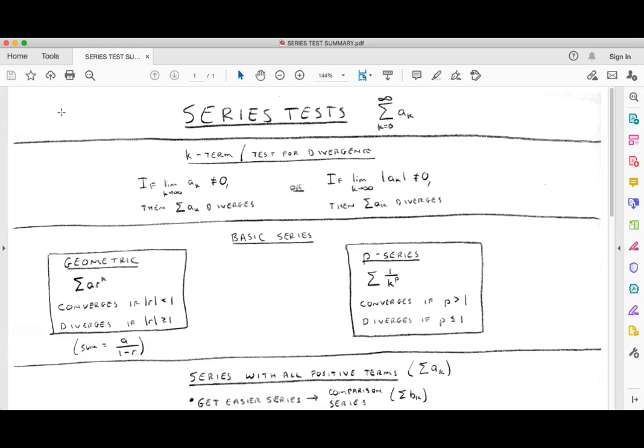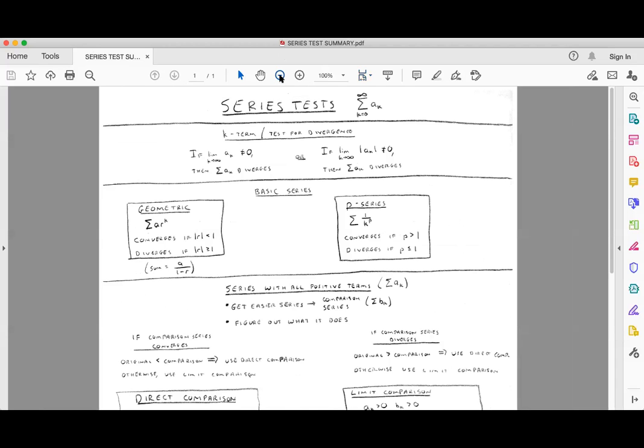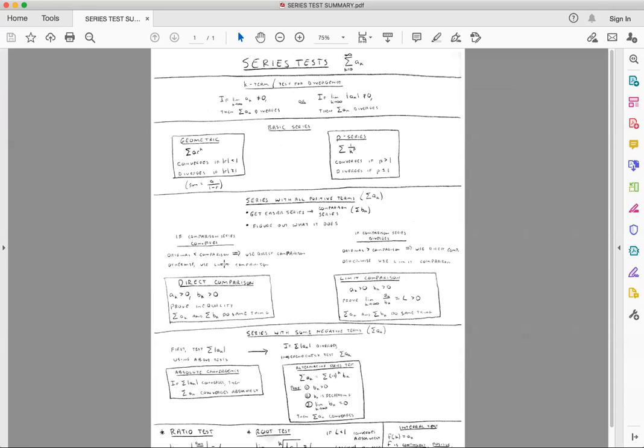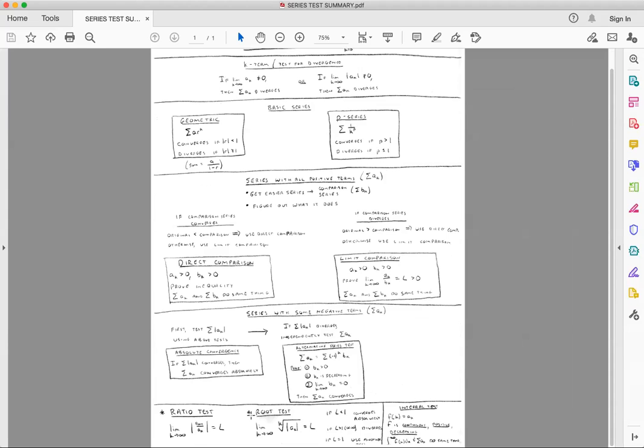Okay, so this is kind of just the overview of how to talk about series. If we zoom out just a little bit and see the whole thing, at the bottom of this you've got the ratio test, the root test, and the integral test. Those are kind of standalone.